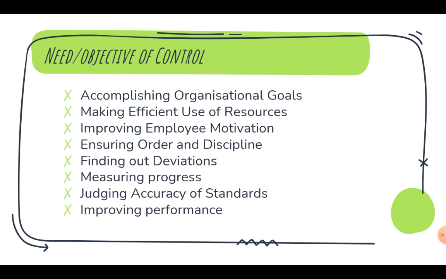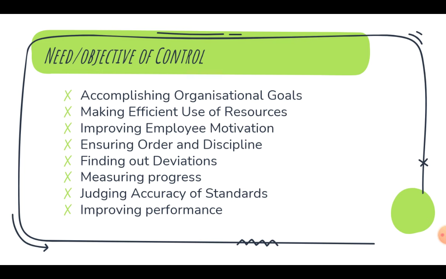Okay, so point number 4, ensuring order and discipline. Now, controlling helps to also ensure order and discipline within the organization, because with the implementation of the function of controlling, all your undesirable activities, right, like theft, corruption, delay in work, uncooperative attitude of workers, all of these are going to be checked. Now, the question arises, how? How does it exactly ensure order and discipline?